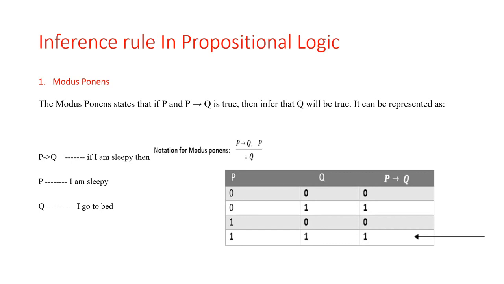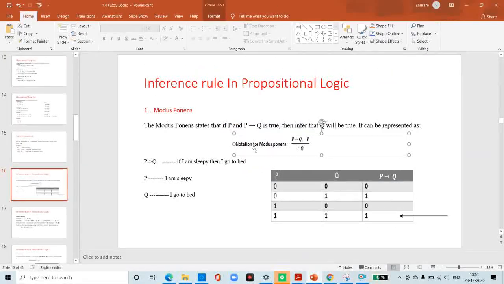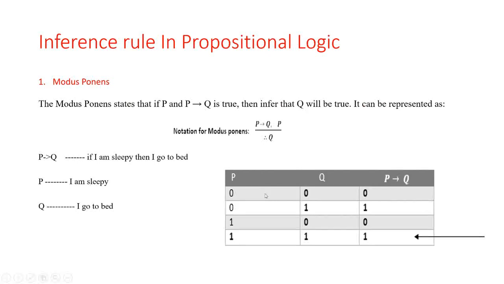We are using an example here. P implies Q means: if I am sleepy, then I go to bed. So here P is I am sleepy and Q is I go to bed. So P implies Q: if I am sleepy, then I go to bed. What does the modus ponens rule say? The statement P implies Q is true if and only if P is true and Q is true.